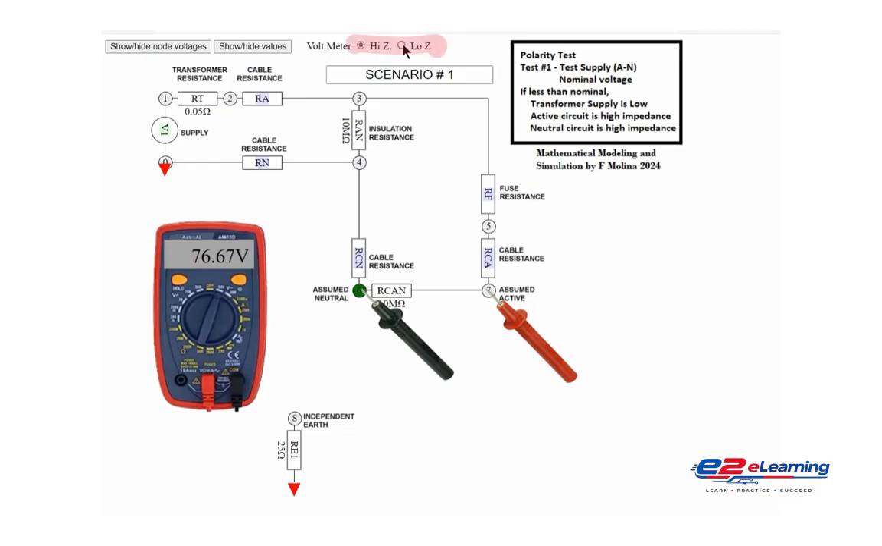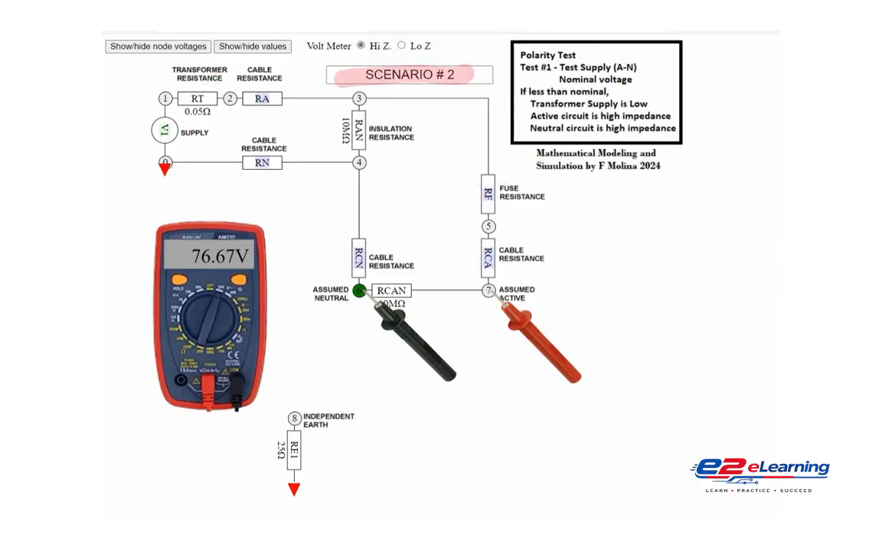In scenario 1, when we switch to low Z, the voltage hardly changes. This means the voltage reading is real and can supply a high current. The test confirms that the resistances in the circuit are good, but the transformer is supplying only 76.67 volts, which is lower than expected.